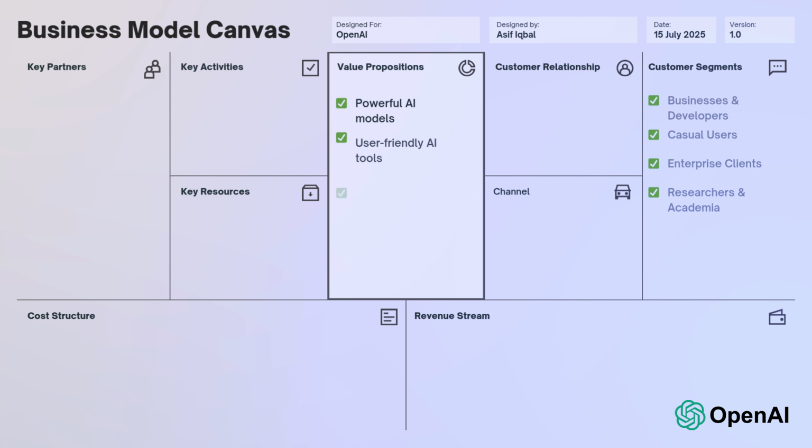Each of these value propositions solves a different problem. A developer values OpenAI's scalability and integration options, while an individual user benefits from ease of use and also instant AI assistance. At the same time, enterprises require secure and also large-scale AI solutions, and also researchers need cutting-edge models for their innovations.